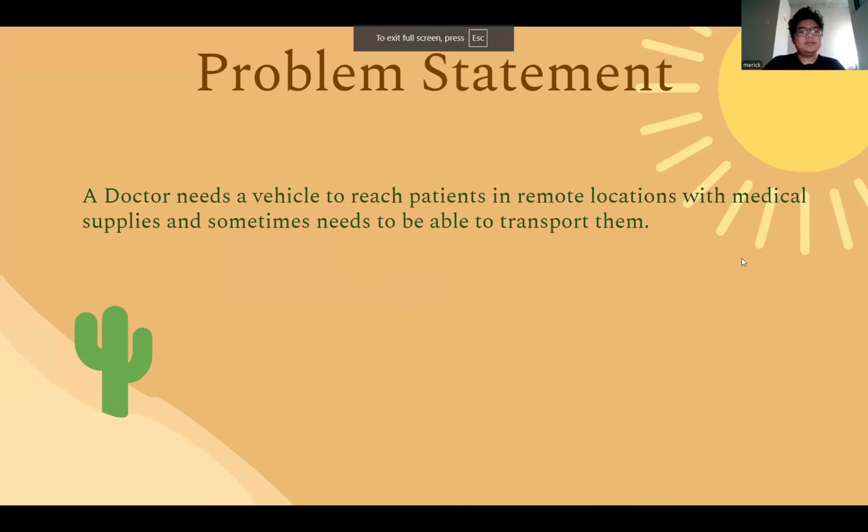So we have a problem. Doctors need a vehicle to reach their patients in a location to give them medical aid and support while also transporting them.